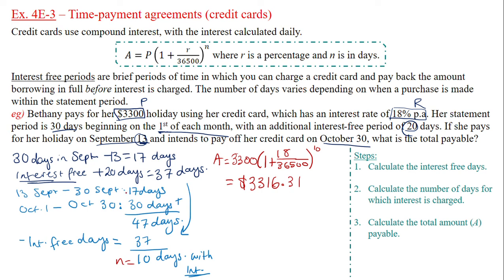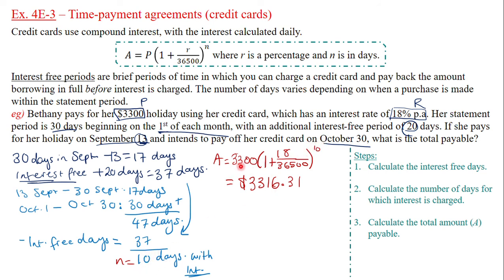So we calculate the interest-free days first, okay? So starting with how many days there are in the month that you make the payment, subtracting the date of the payment, and then adding the interest-free period, and that will give you the total number of interest-free days. We then went to calculating the number of days for which interest is charged. So looking at now the difference between the purchase date and the payment date. So purchase on the 13th of September, payment on October 30, that's a difference of 47 days. And then we find the difference between those parts 2 and 1. So 47 minus 37 gave us 10 days, and that's then what we substitute into this formula.